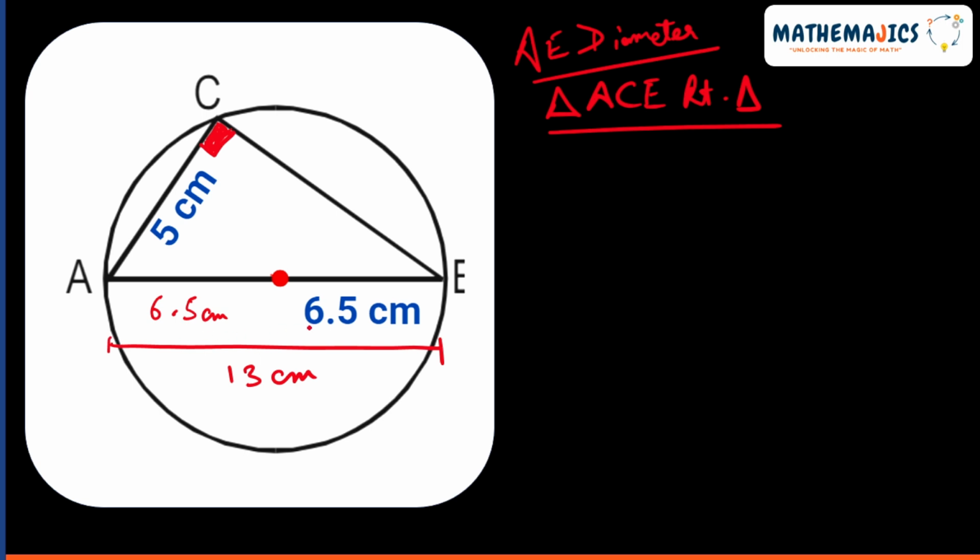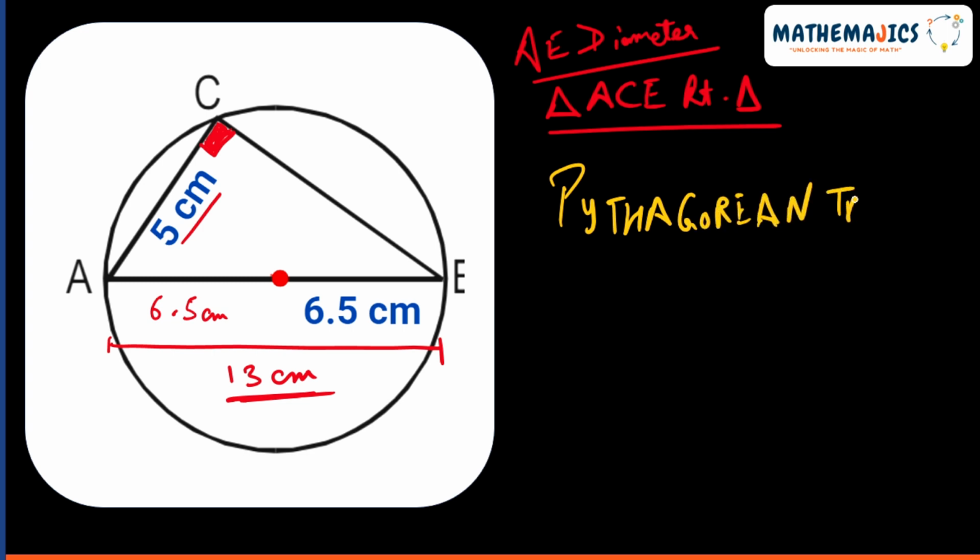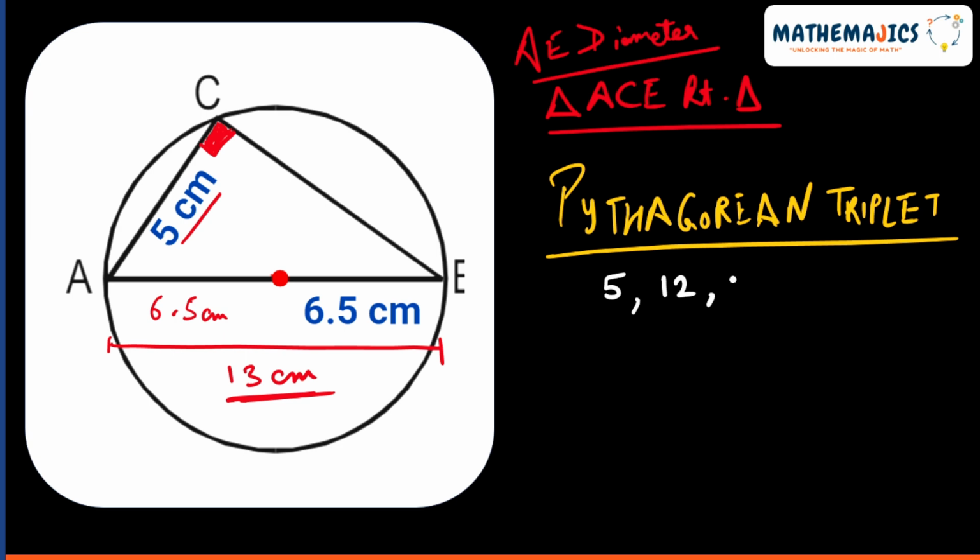Now we have this diameter 13 centimeter and this is 5 centimeter. As you can see, the diameter is nothing but the hypotenuse. Correct? And we very well know the Pythagorean triplet. What is that triplet? That triplet is 5, 12 and 13. Yes, this is the Pythagorean triplet.